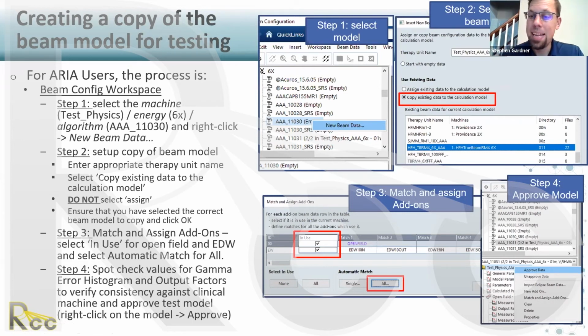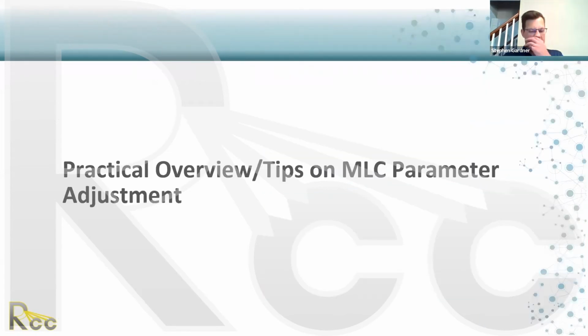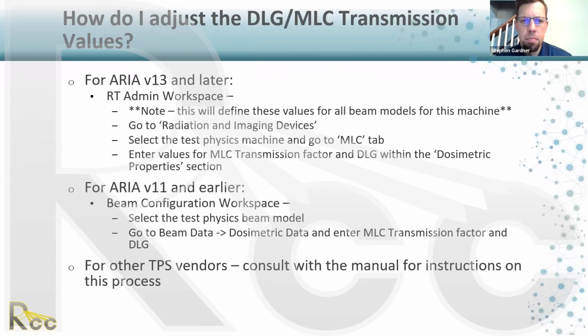The process would not be the exact same in another treatment planning system, but you could consult with a vendor to perform a similar operation. Okay, so that's how to create a separate commissioning machine, a separate commissioning beam model. Let's look at some practical overview and tips on the adjustment for these MLC parameters. So how do I even adjust these things?